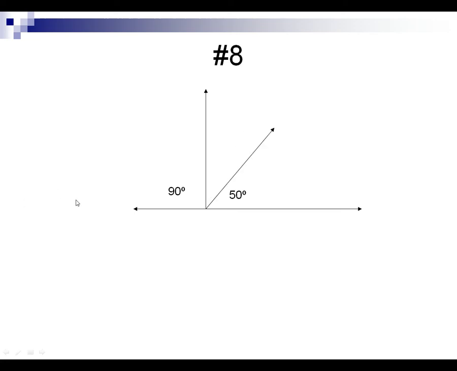All right, if we look at these two, we got a 90-degree angle and a 50-degree angle. What do you think? What's that give you? None of the above. There is no special angle for 90 plus 50 is 140, so there's no special thing for 140 degrees.